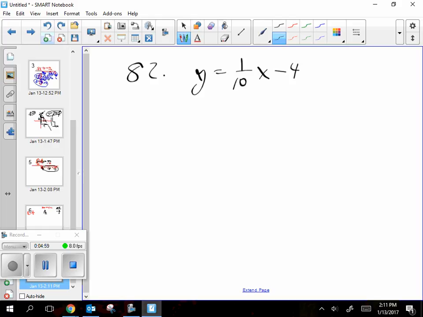So, does this have the same slope as that? Well, here are the slopes. That's the slope, and that's the slope, because these are both solved for y. Are those slopes the same? No, so it's not parallel. And it's not perpendicular either, because if this had been a flip of this and negative, then it would be perpendicular. But it's not parallel, and it's not perpendicular either. So it's a neither. Good.